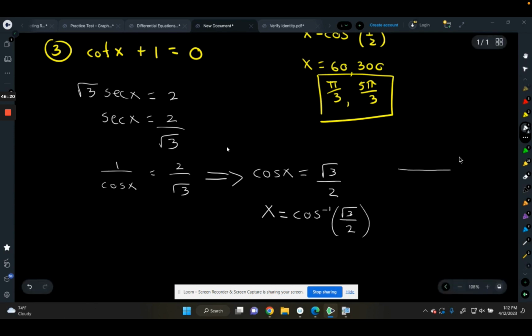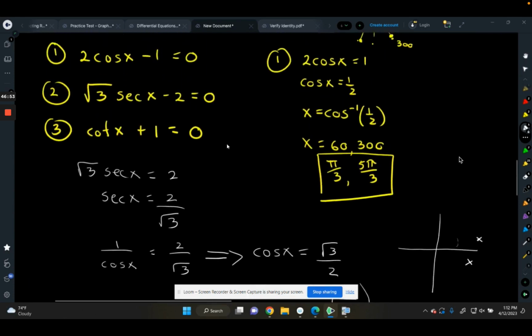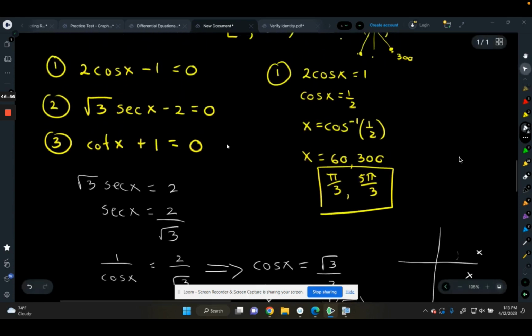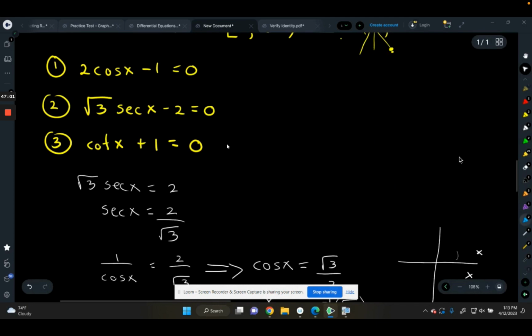Okay, so we're looking on the unit circle. Where is the cosine equal to root 3 over 2? Right here at 30 degrees, or pi over 6. And then again over here at 330 degrees, which is 11 pi over 6. Okay. You have to know your unit circle. If you don't know your unit circle, this is difficult. I know you haven't heard me say that before. You have to know your unit circle.